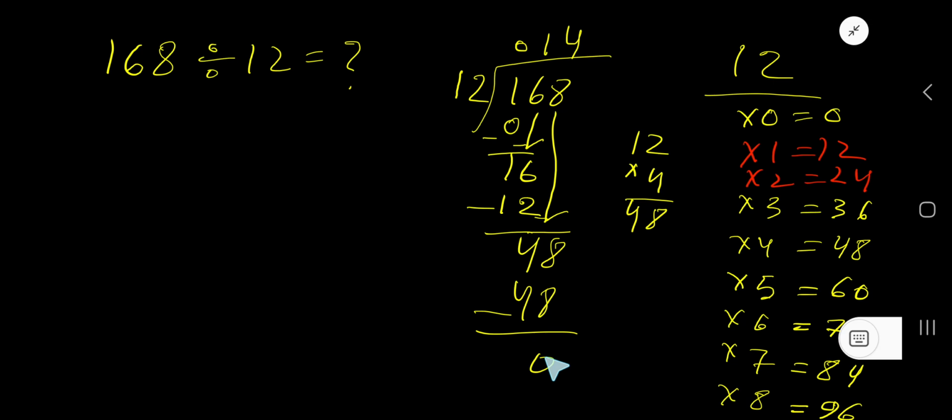As our remainder is 0 and there is no digit left in the dividend, we are done. So our answer is 014, which means 14.